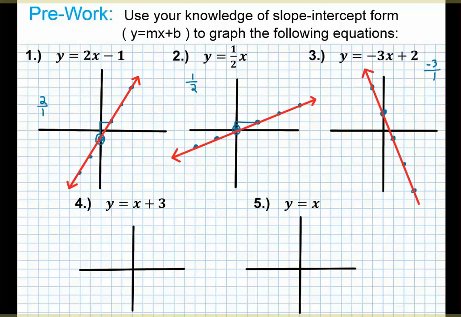Notice it's steep and it's going down the roller coaster. That's what the -3 tells us. Notice that it crosses the y-axis at 2. That's what the +2 tells us. So this y equals mx plus b format, what we call slope-intercept form, tells us all the information. Remember, the slope is m and the y-intercept is b.